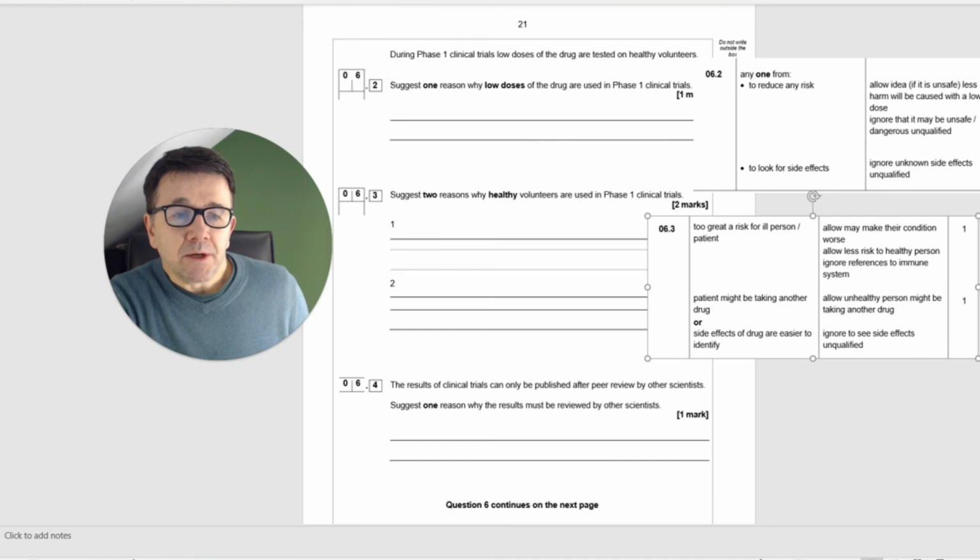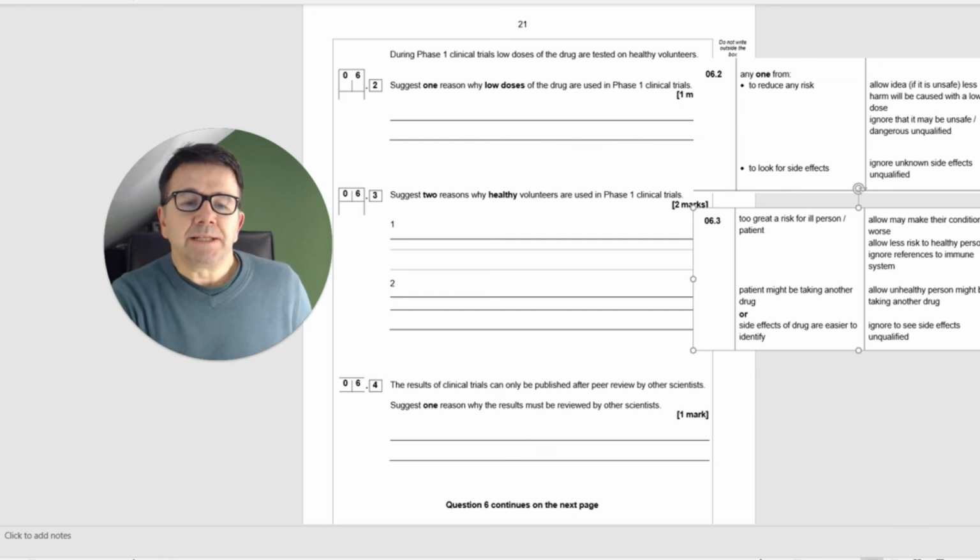And also, basically the patient might be taking another drug, but also you could mention side effects as well. But side effects of drug are easier to identify. You can't just say side effects.